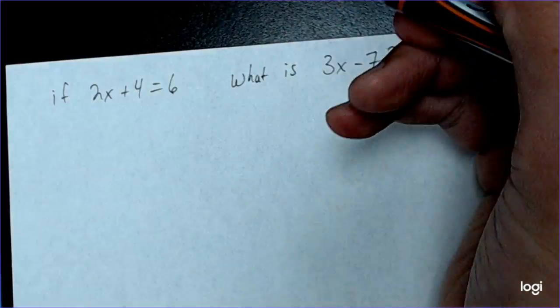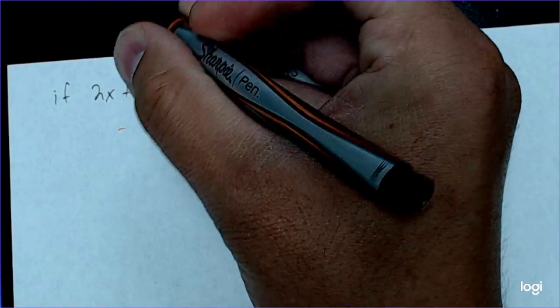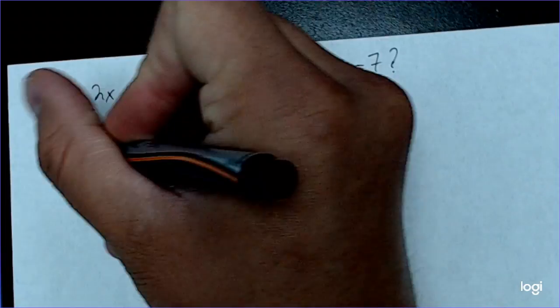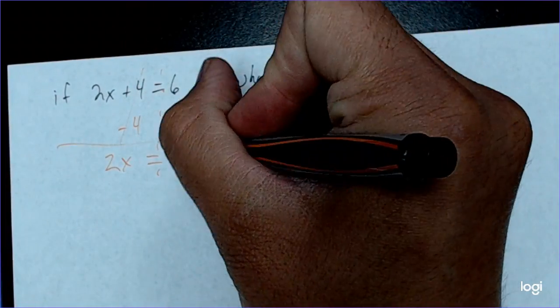All right, so I'm going to get the x all by itself. That's my goal. I'm going to do that by using PEMDAS backwards. So I'm going to move the 4 first. I'm going to use the opposite action. Anything I do to one side, I do to the other side for equivalent exchange. That cancels. 2x now equals 6 minus 4, which is 2.